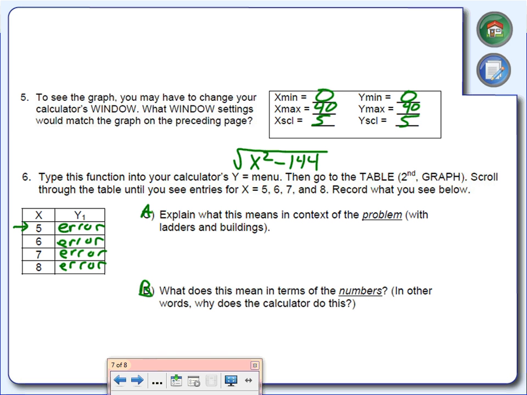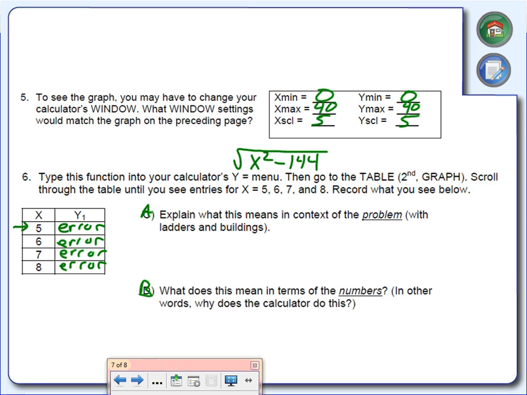All right, so I helped you out with part A. Now you're going to answer part B for me on your own without saying anything out loud. I want you to think about this. Part B is basically like A. This time they ask you, what does that mean in terms of the numbers? Your calculator has no clue that we're talking about an extension ladder trying to reach a building. So why is it giving us an error?